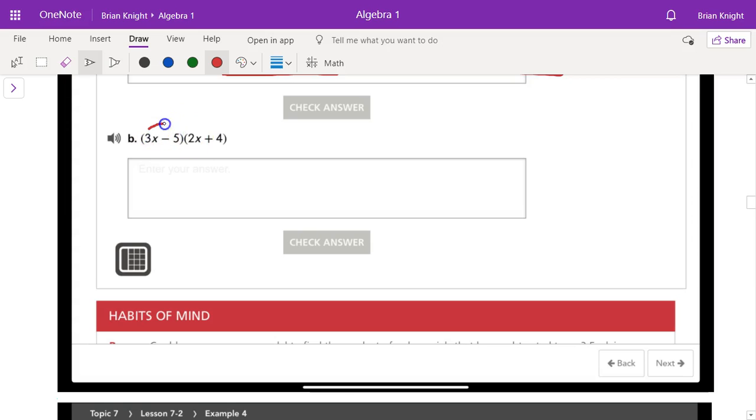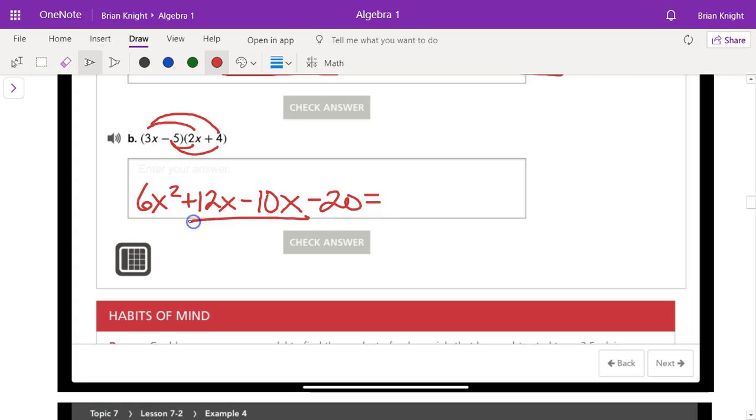All right. 3x times 2x. 6x squared. 3x times 4. 12x. Negative 5 times 2x. And negative 5 times 4. That will reduce. Those two are the same in the middle there. So 6x squared plus 2x minus 20.